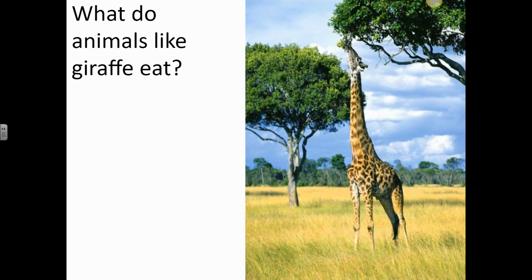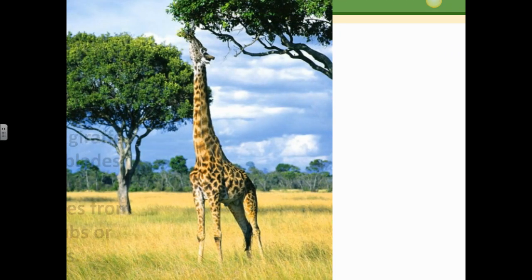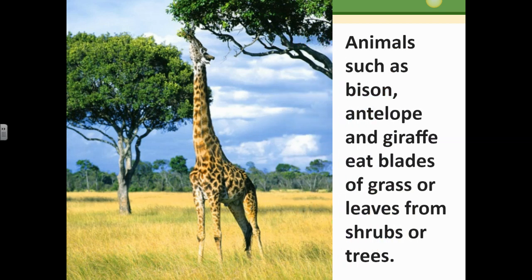What do animals like giraffes eat? What is it reaching for? Animals such as bison, antelope, and giraffes eat, drumroll, blades of grass, leaves from shrubs or trees.